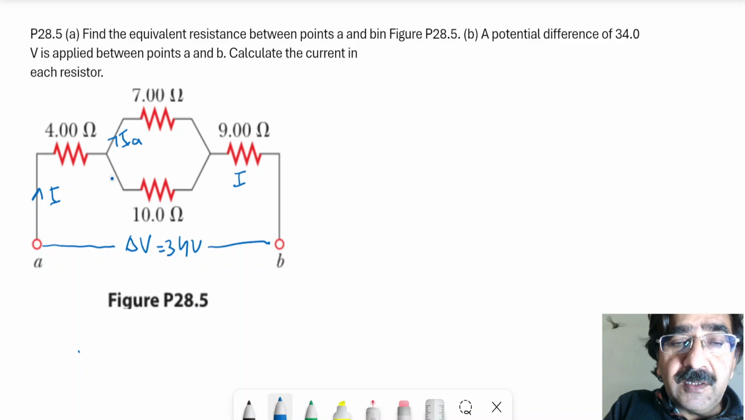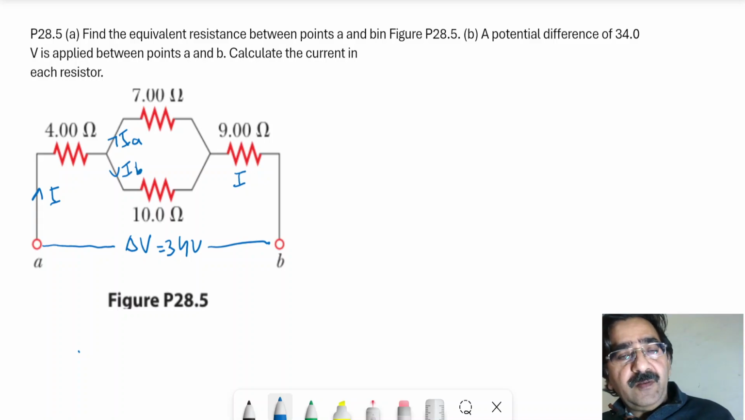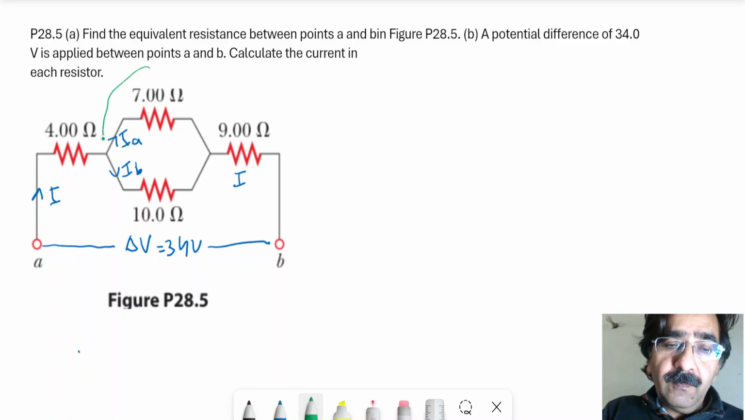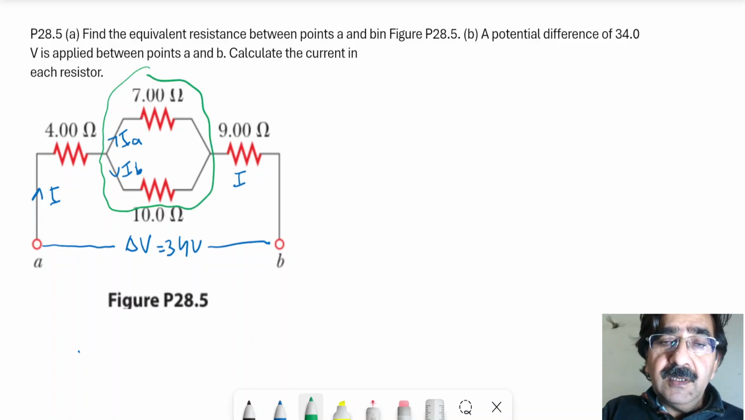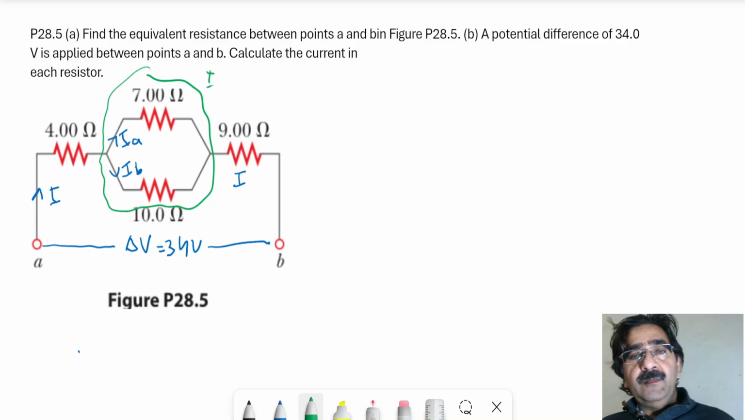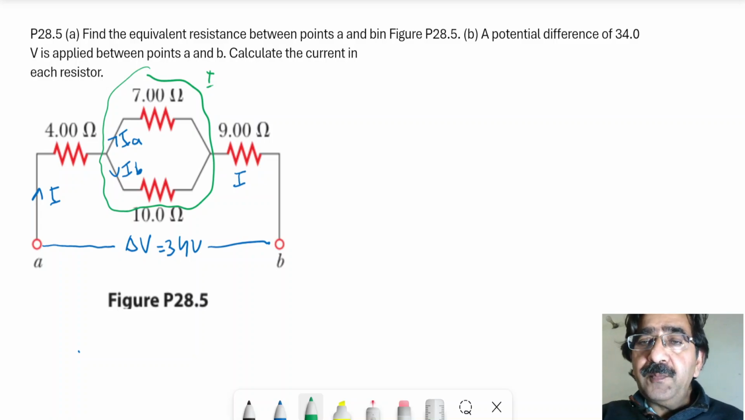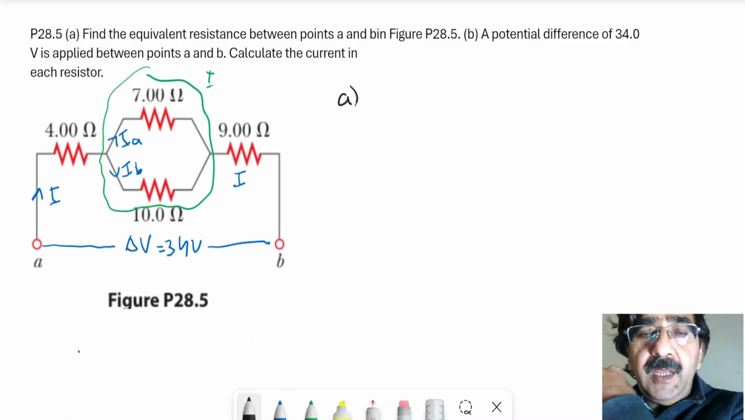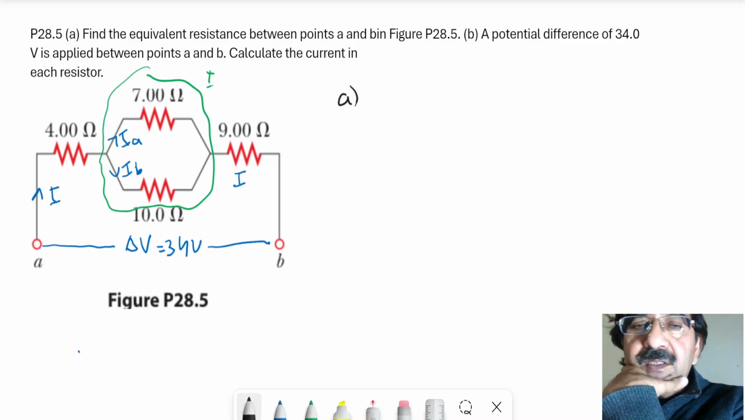That is because of Kirchhoff's first law, this current will be divided. But for the complete resistance, the current will be I. So the first part, part A, is to find the equivalent resistance between A and B, meaning the equivalent resistance of the circuit.